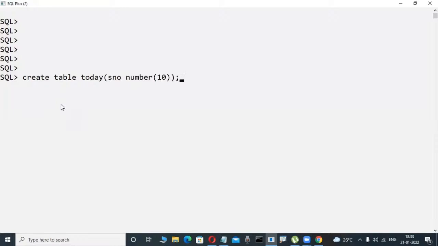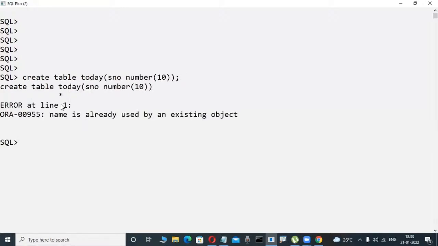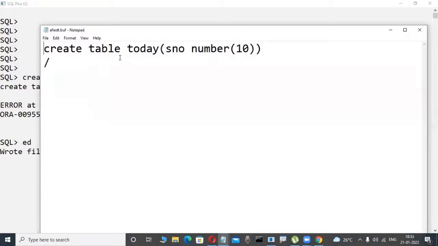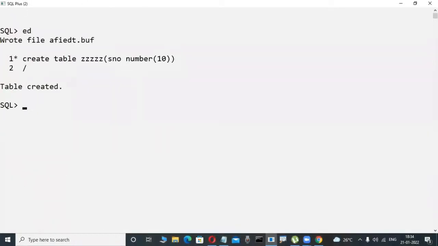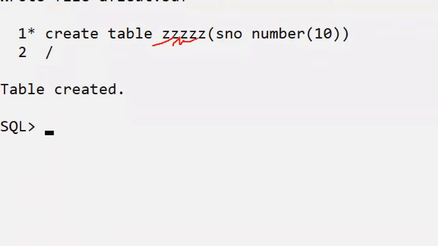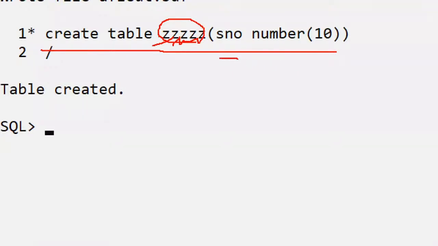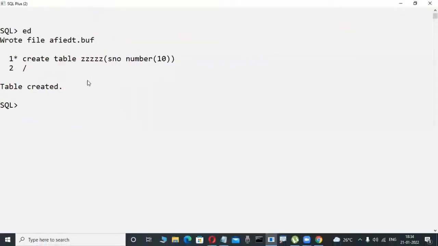Slowly observe here, concentrate. Suppose Z is a table. Observe here, Z is a table. For example, I am creating it, and this table is created. Z is the name I am giving. The table I'm creating is only in my Oracle database, or SQL Server database, or MySQL database. Table is created. Slowly observe here.